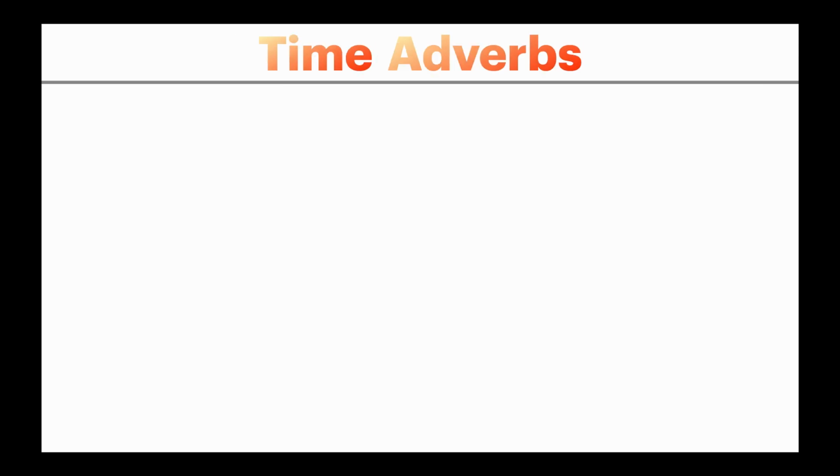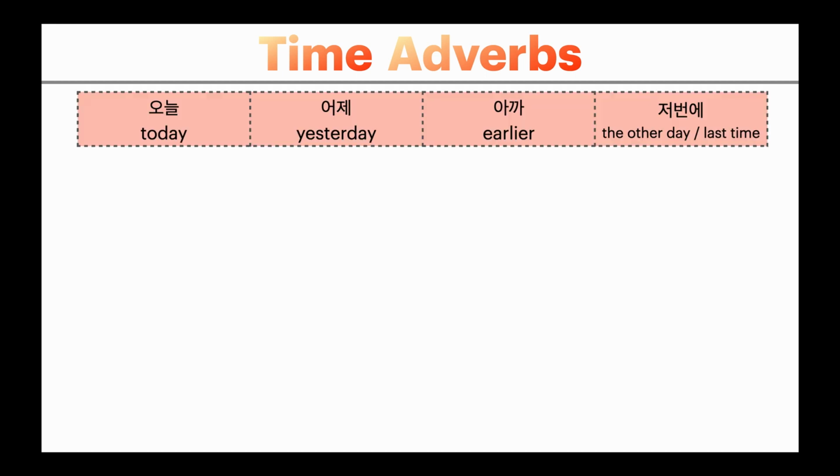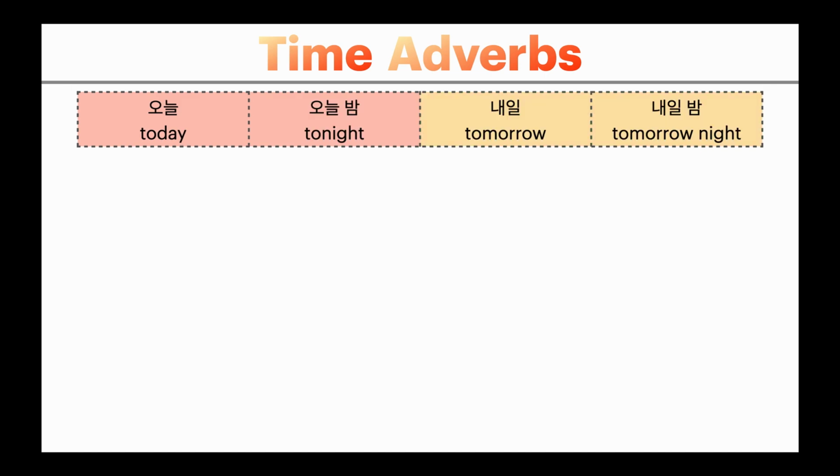Okay, now let's go ahead and move on to some time adverbs. Last video, when we did past tense, we had these 4 time adverbs. 오늘, 어제, 아까, and 저번에. Today, yesterday, earlier, and the other day, aka last time. Let's keep the word today, 오늘, since that can also be used for future tense, and let's learn 3 new words. But right now, let's go ahead and just start with today and tomorrow.